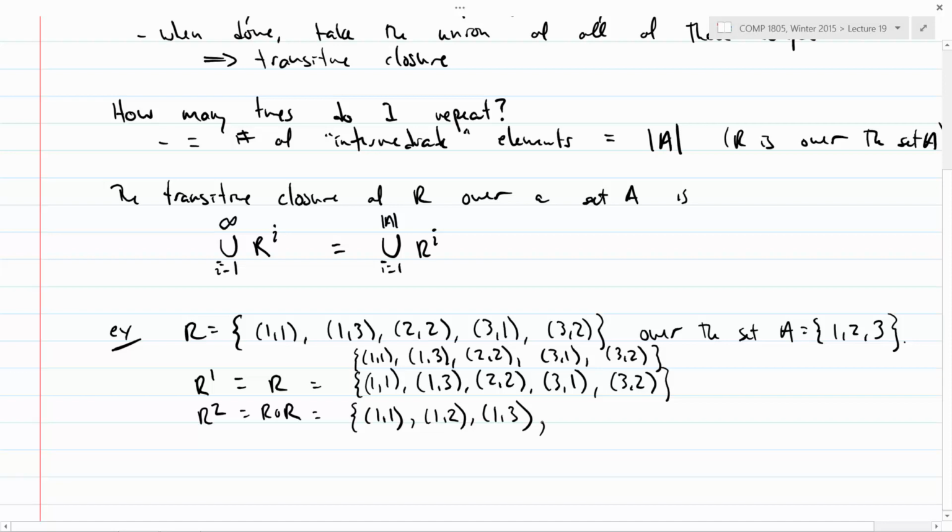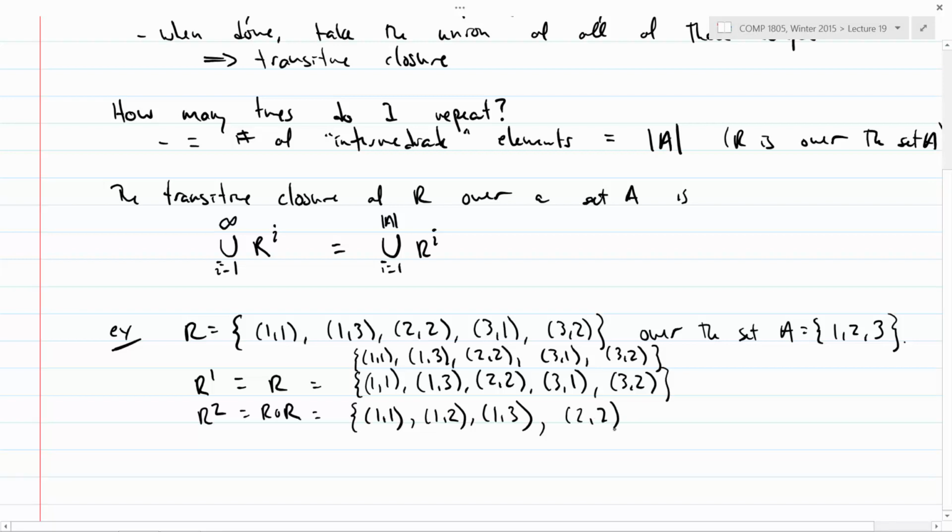So I move on to 2. Can I get a (2,1)? Well, that would mean I would have something that starts with a 2 and something else that ends with a 1. So what starts with 2, it's just this one. What ends with a 1, it's just that one, and they don't share a middle element. So I'm not going to have a (2,1). Do I have a (2,2)? Yep, because I have (2,2) and (2,2). So I keep my (2,2).